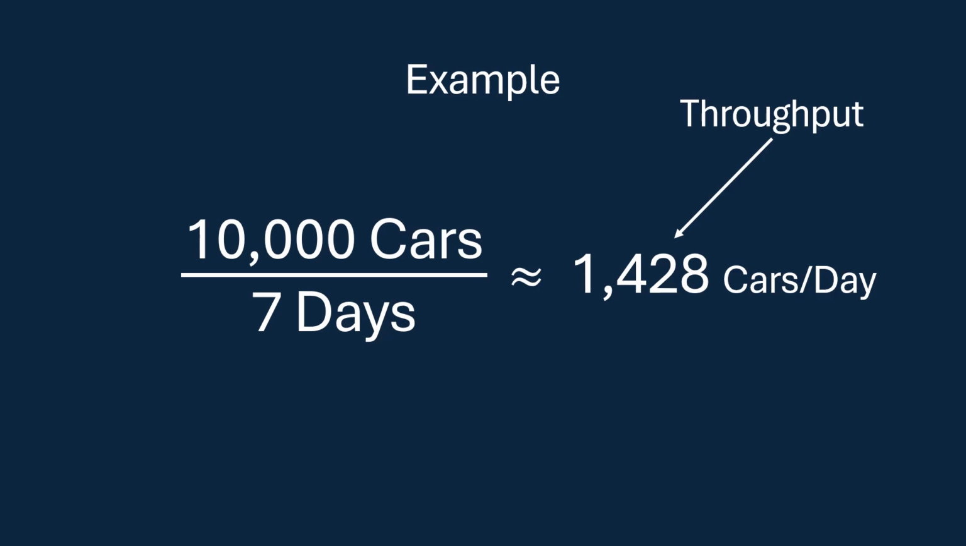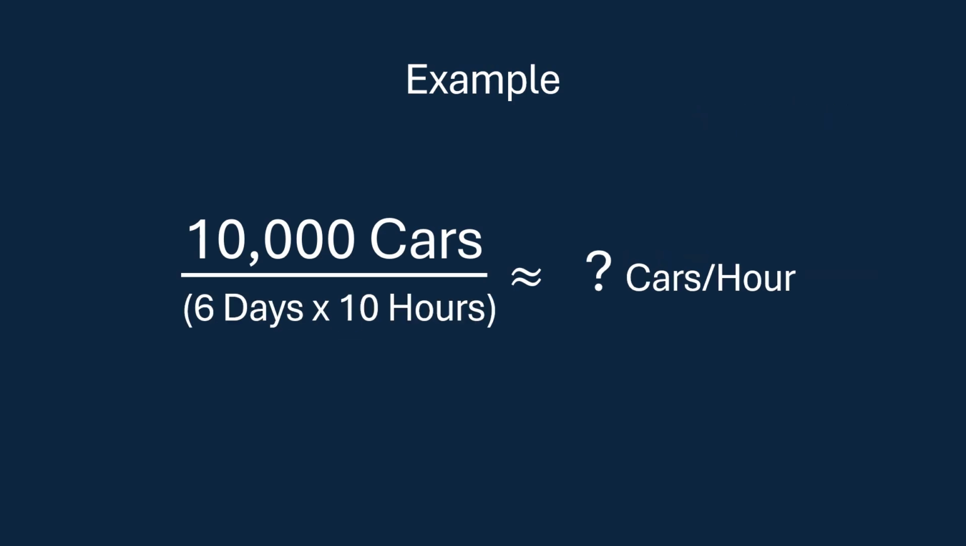Stop. What if your factory was actually only open 6 days a week instead of 7? You would then need to make sure to divide by 6 instead of 7 to get a throughput of 1,666 cars a day. Note, if you didn't realize, I am choosing to round down in these calculations. Okay, but what if you want the hourly rate? Would you just divide by the 6 days you are producing a week multiplied by 24 hours in a day?